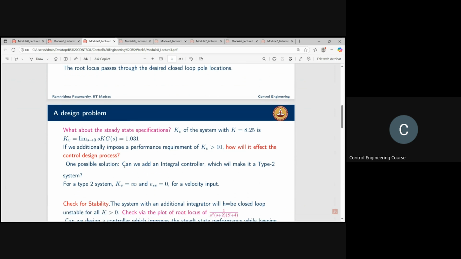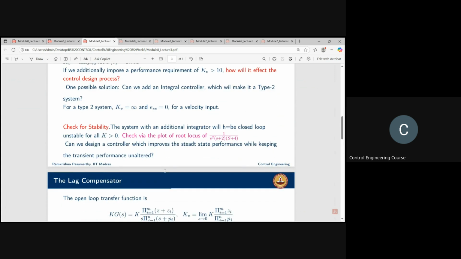One solution is to just add an integral controller, which will make it a type 2 system. And hence steady state error will be 0 for ramp, correct? And then use root locus for this integrated system. Then choose the gain such that it passes through the poles that you need. Got it? Okay.